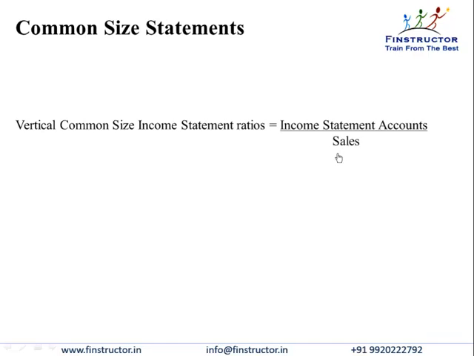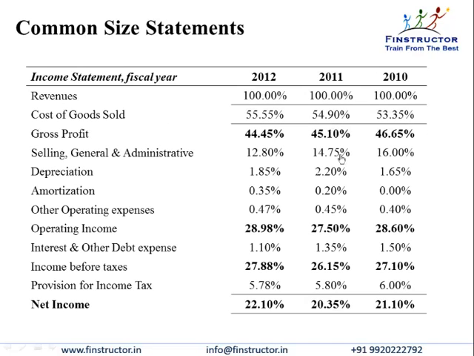So these ratios give us an indication of the profitability of the business. As we will see in the example, for 2012, revenues as a percentage of the revenue would be 100%. The cost of goods sold, which we studied earlier, mainly raw material costs, are 55.5% of the total sales. So whatever we earn, more than half of it goes away in raw material expenses.